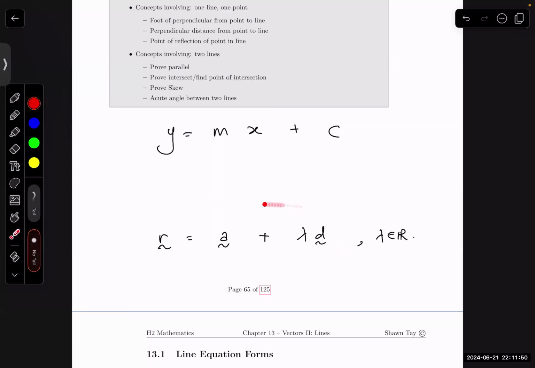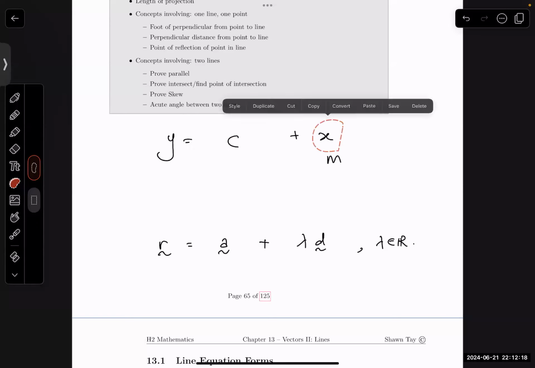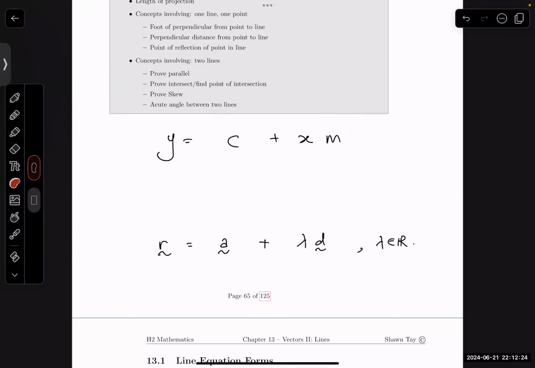In this case, I'm going to compare this with y equals mx plus c, so that we understand this very well. Let me shift this around. mx plus c is more familiar to us, so I won't touch this new one. This is relatively new to us. I'm going to shift mx plus c and swap these two around. I'm also going to put x in front and the m behind. This will look a little bit weird, but now we have a one-to-one matching.